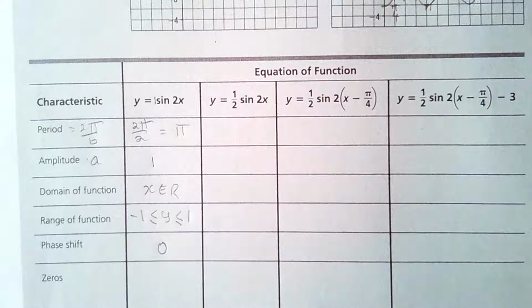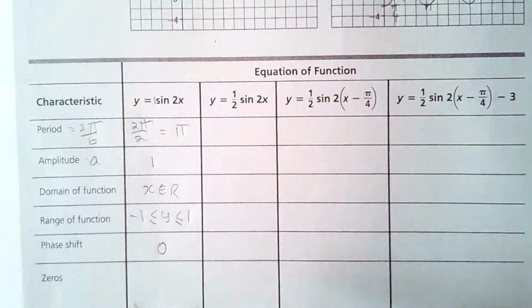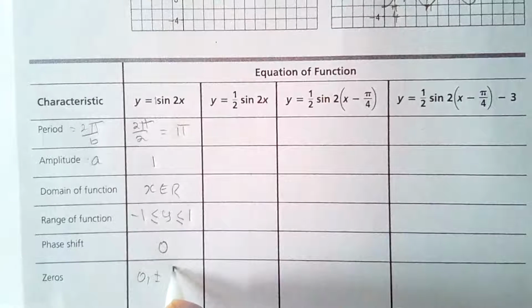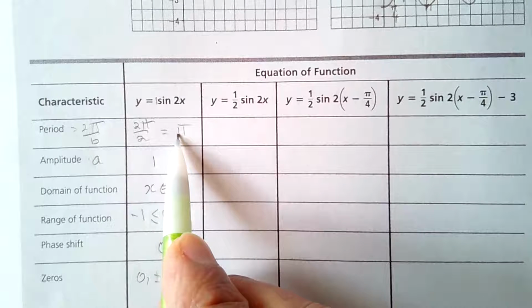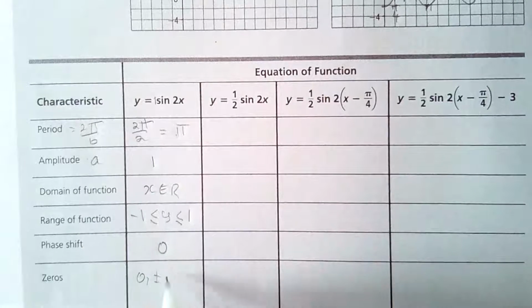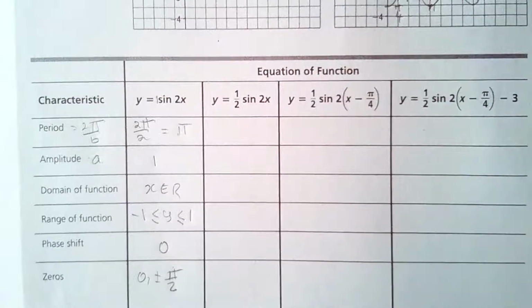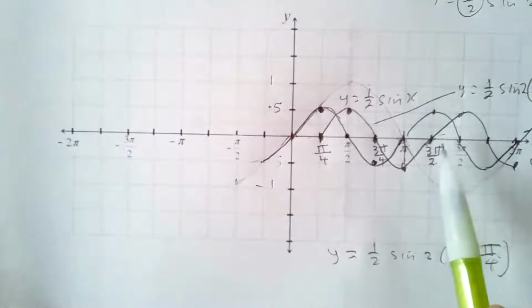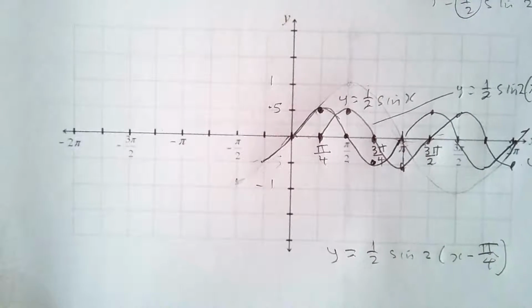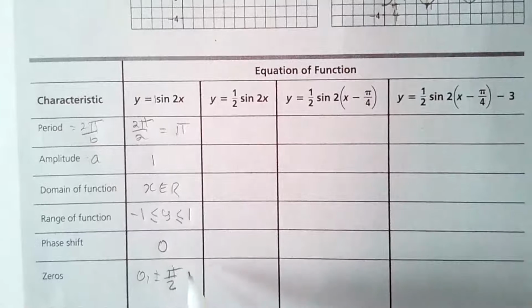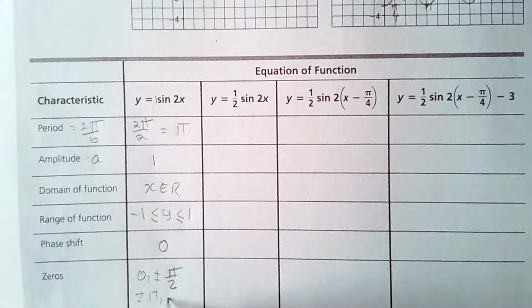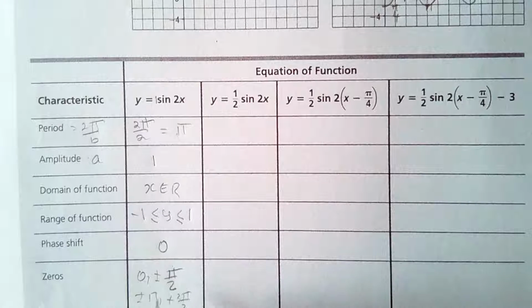Now the zeros, in other words, where does it cross the x-axis? So this will be continuous. If we're starting at 0, it could be 0 plus or minus. In this case, because we have a period of pi, so every pi over 2. If you look back at our original sine function graph, every pi over 2 it will be at 0, or plus or minus pi, and it goes on, etc.